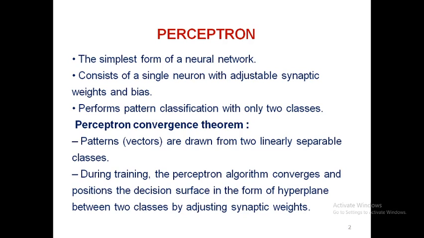How it works, we'll also see in the coming class. This is the perceptron convergence theorem. In this, there are only two points. One is that it can make the data into two linearly separable classes. Another one is that the two linearly separable classes are achieved by adjusting the synaptic weights. So this is about the perceptron convergence theorem. You need to make it into the two linearly separable classes by adjusting the synaptic weights.